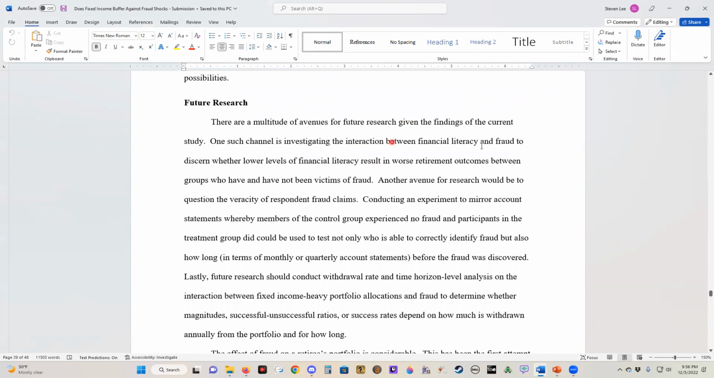One is investigating the interaction between financial literacy and fraud to discern whether lower levels. Okay, we're not doing that in this paper, but that is an important one. Another avenue would be to question the veracity of respondent fraud claims, to mirror account statements whereby members of the control group experience no fraud and participants in the treatment group do. I actually did that in one of my dissertation essays. So I will be publishing that at some point, hopefully.